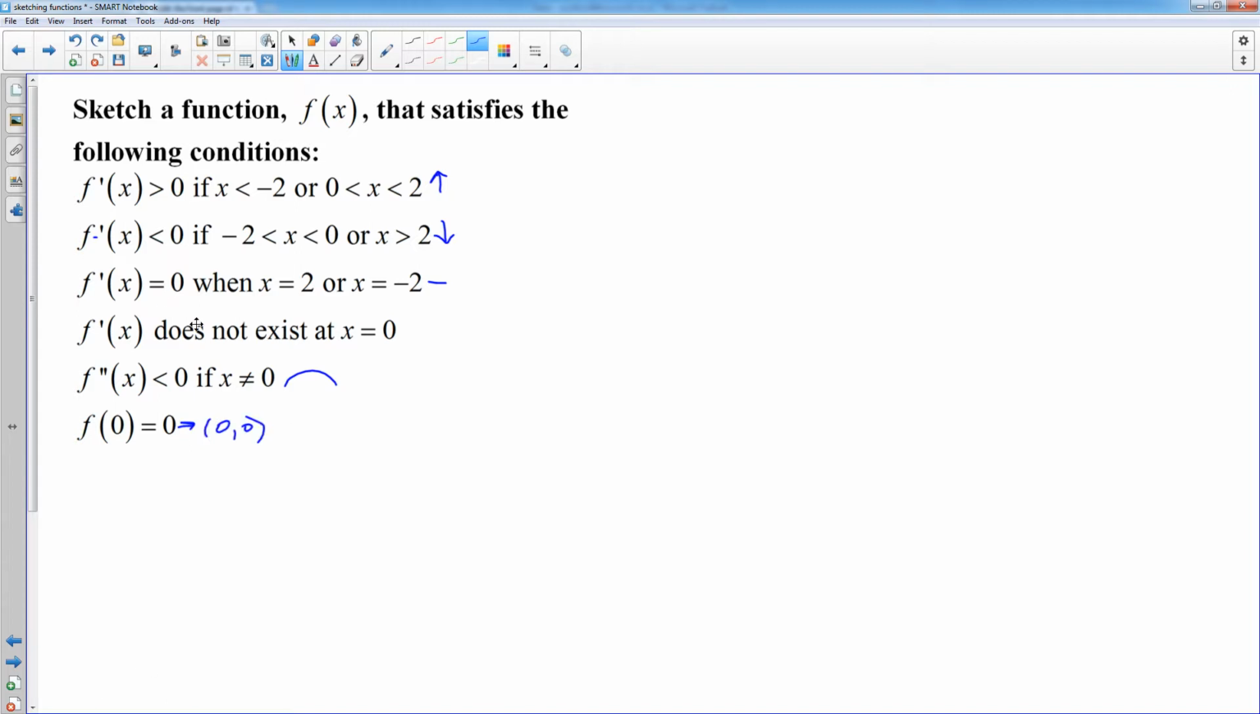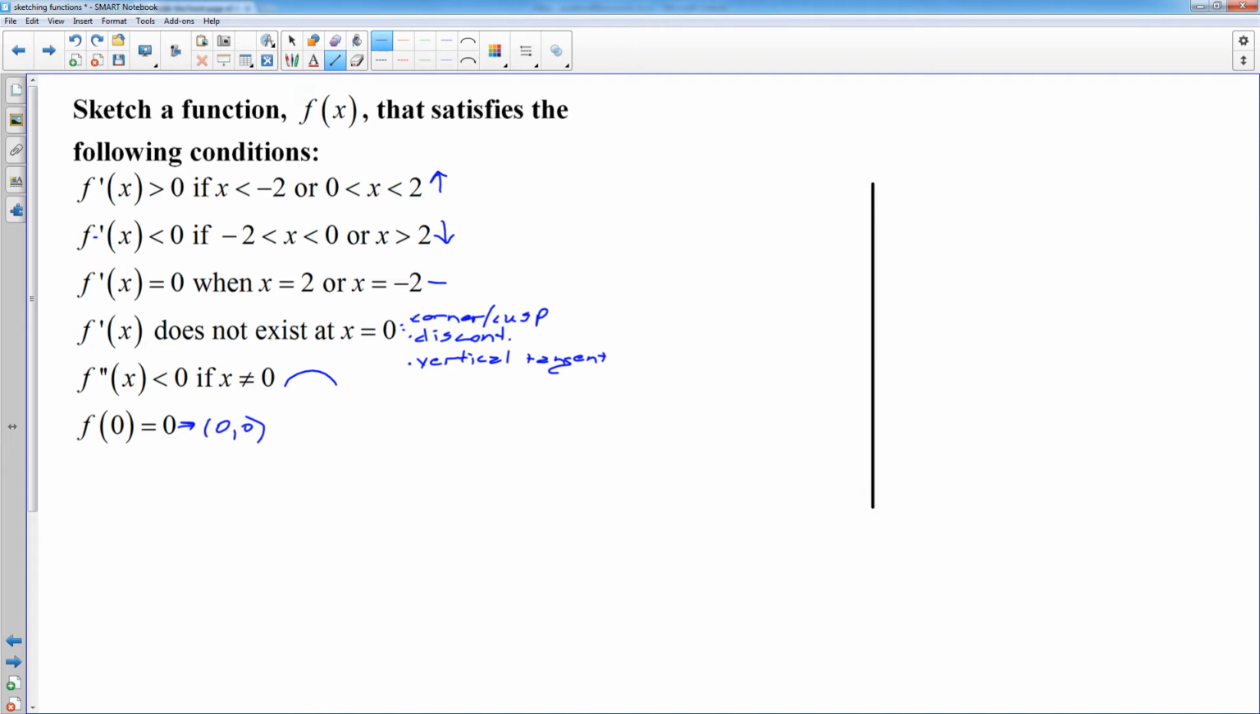Back to f prime does not exist. There are 3 places where a derivative does not exist. It could be a corner or a cusp, it could be a discontinuity, or it could be a vertical tangent. The vertical tangent is rare. You still need to be aware of it, but typically you will have corners or cusps or discontinuities when the derivative does not exist. So I'm keeping that in mind, and now let's see if we can sketch this.